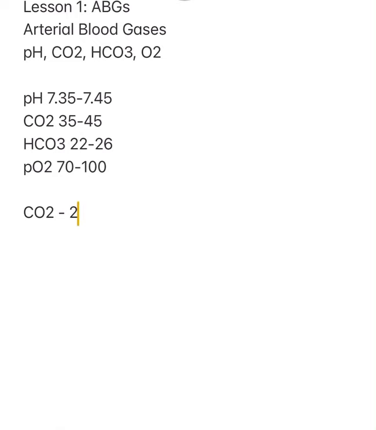Like we know, the normal respiration rate is 12 to 20. So anything below 12 would be hypo, and anything above 20 is hyperventilating. In relation to the CO2, high CO2 is hypoventilating, and then vice versa, low CO2 is hyperventilating.